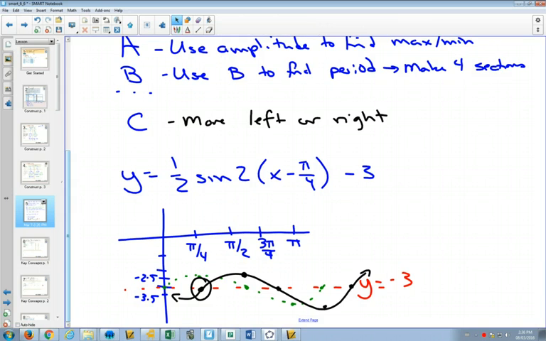So again, we start with our center line, use our amplitude to find our maximum and our minimum, use our B value to find the period and divide our x-axis into 4 equal sections. After you've done that, graph it with a dotted line before you translate it. So you get an idea of what your graph looks like, because then you can take these 5 points and move them left or right easily to get your final graph.